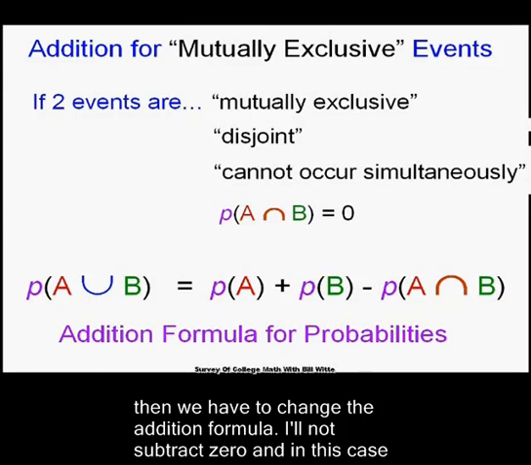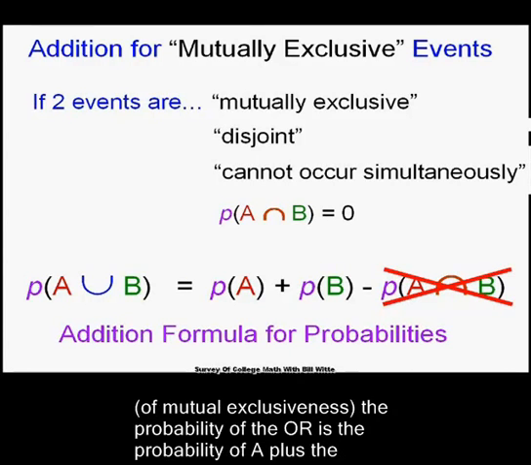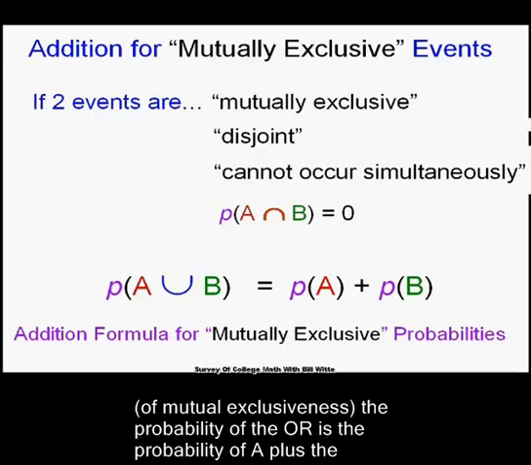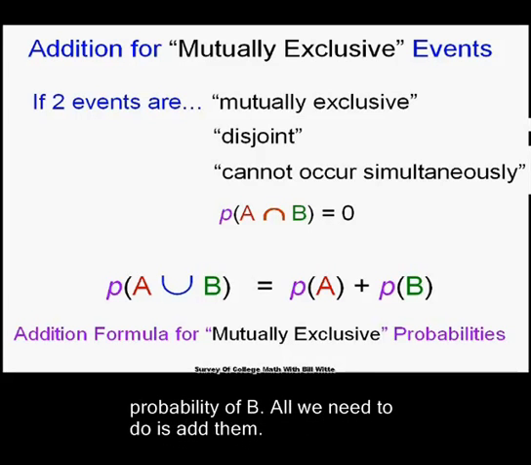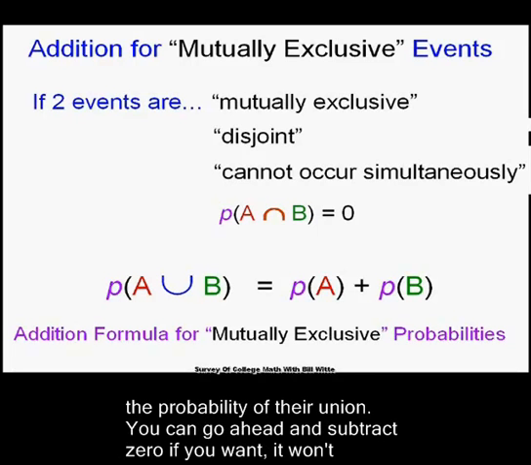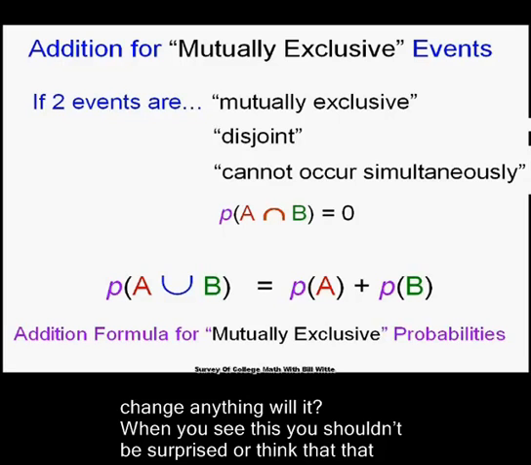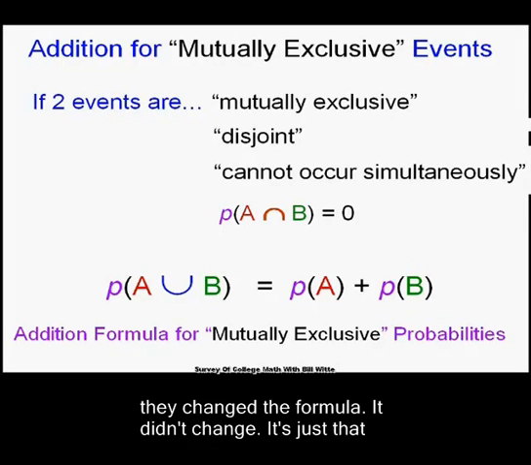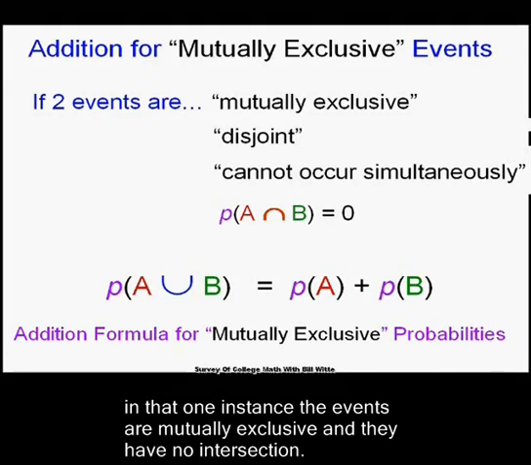Well, then we have to change the addition formula and not subtract 0. The OR is the probability of A plus the probability of B. All you have to do is add them. If they're mutually exclusive, all you have to do is add them. You can go ahead and subtract the 0 if you want. It won't change. But when you see this, I don't want you to be surprised that, hey, wait a minute, they changed that formula on me. Well, they didn't. It's just that in that one instance, the events are mutually exclusive. They have no intersection.